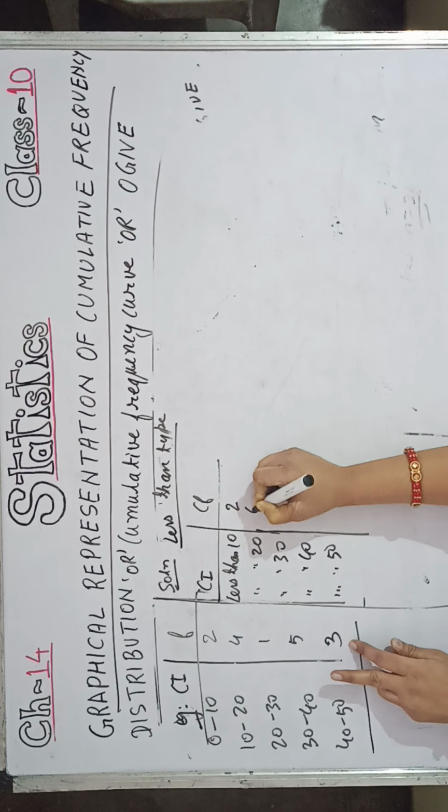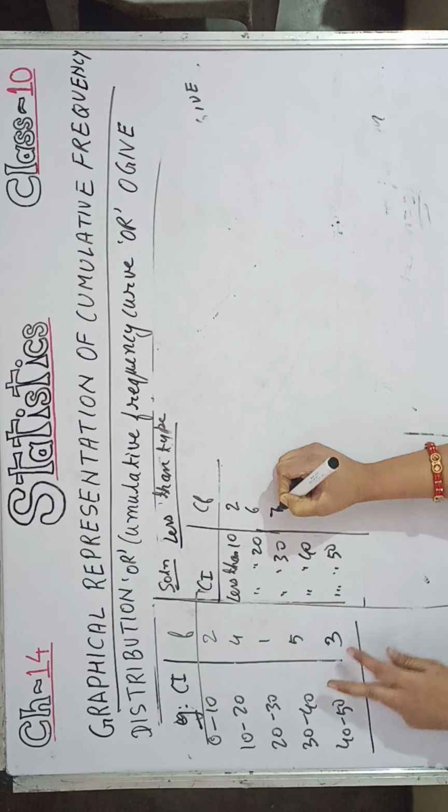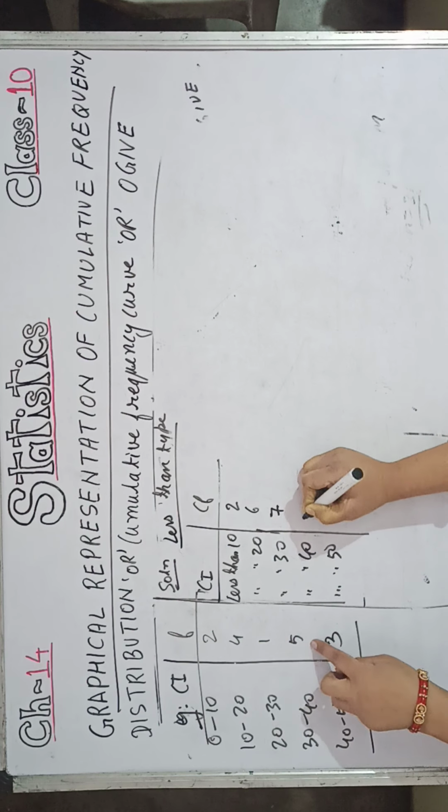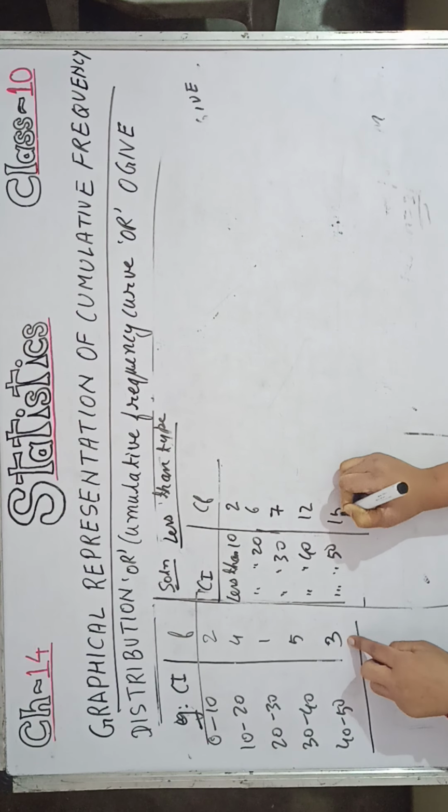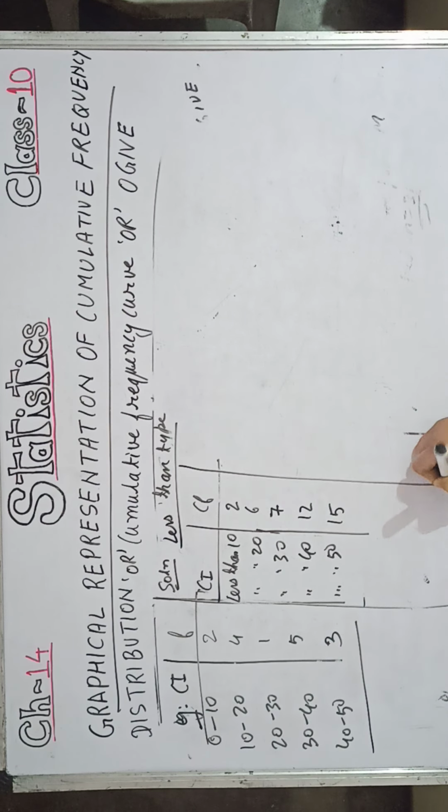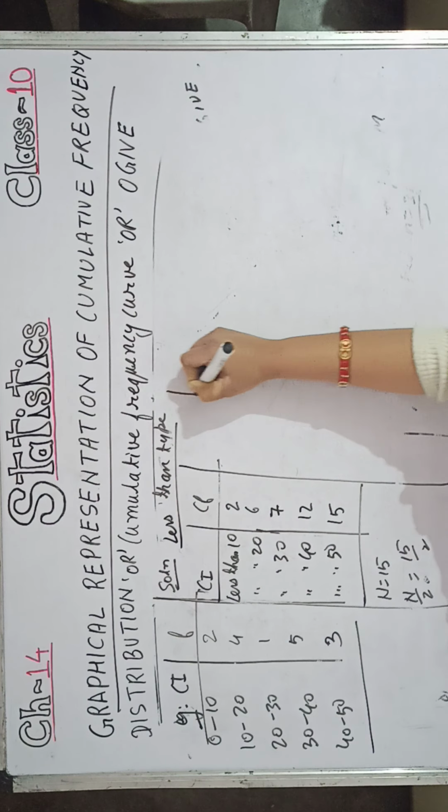So 2, 6, 7, 12, and 15. So we have made the CF table as well. N is already 15. So n by 2 is 15 by 2. So the same thing we will be doing.